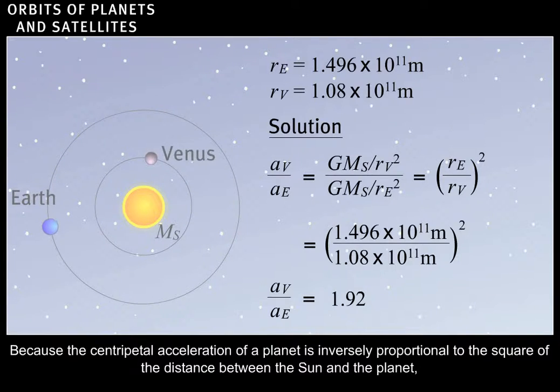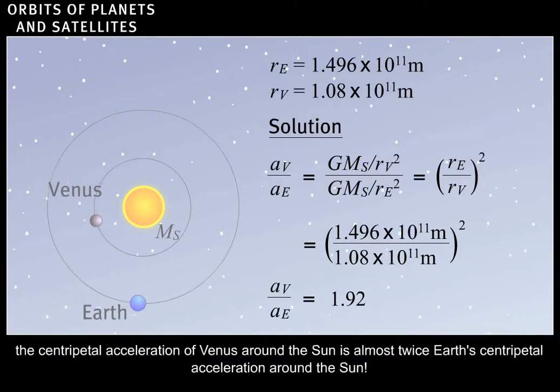Because the centripetal acceleration of a planet is inversely proportional to the square of the distance between the Sun and the planet, the centripetal acceleration of Venus around the Sun is almost twice Earth's centripetal acceleration around the Sun.